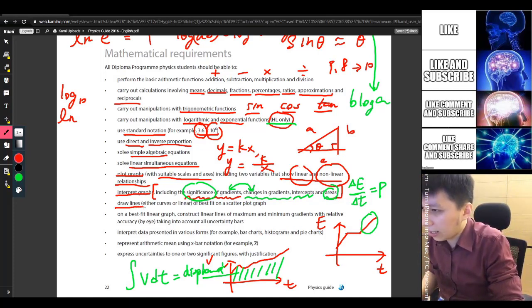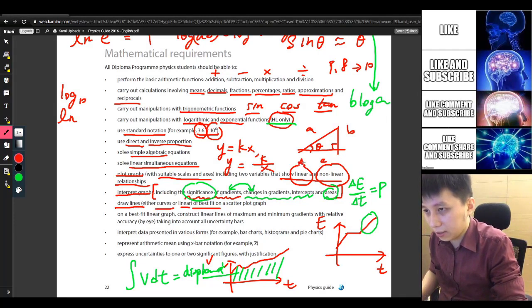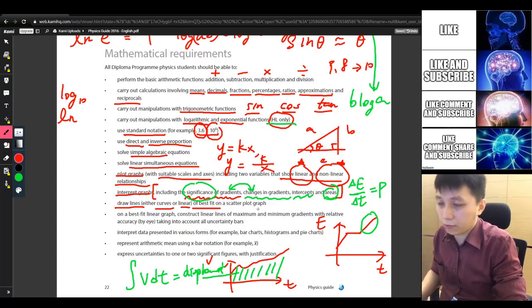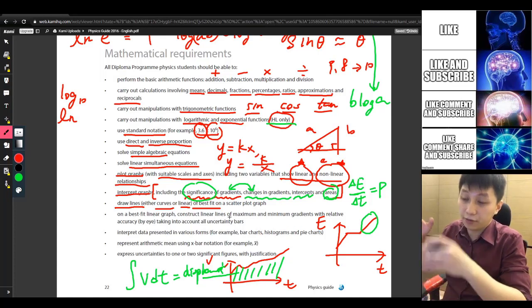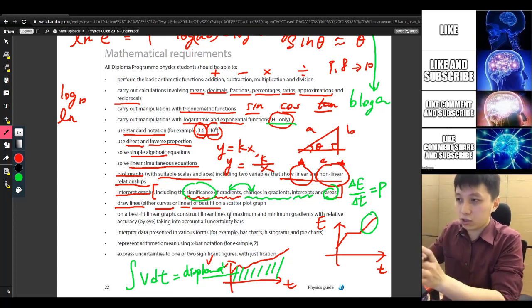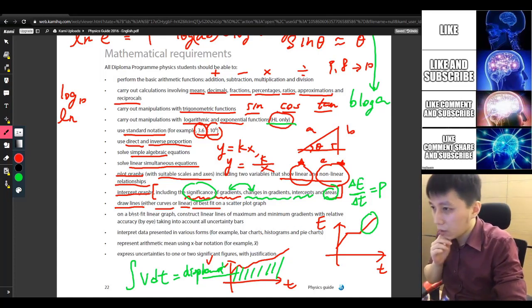Next, draw the line of best fit. Again, it could be curved or linear because, like we said earlier, on a scatter plot graph. So like what we learned in chapter 1, when we talk about different error bars, then you will be able to judge the line of best fit.